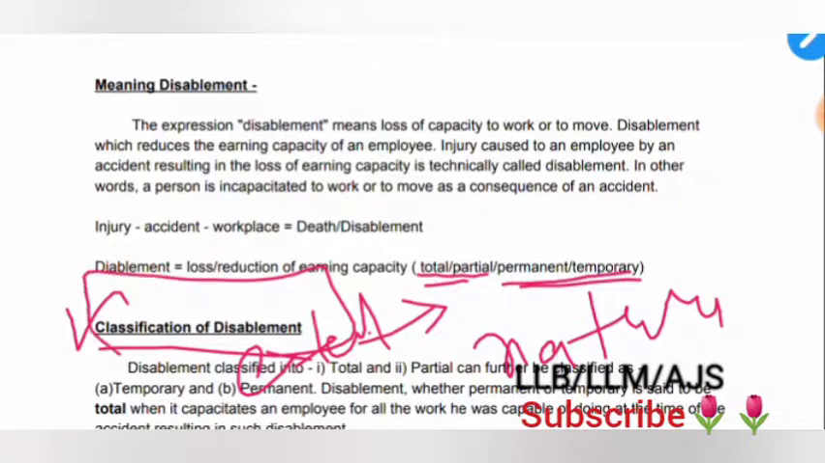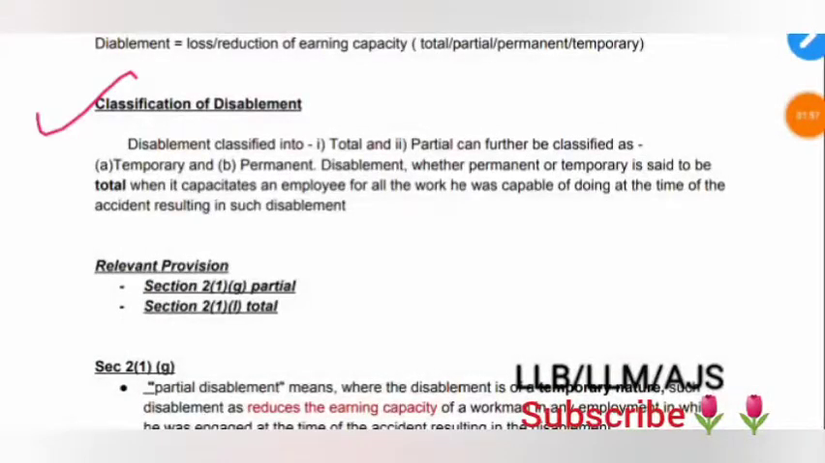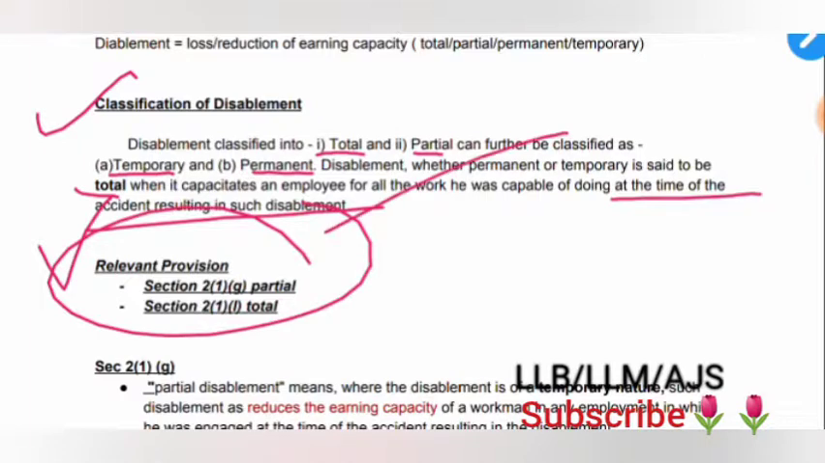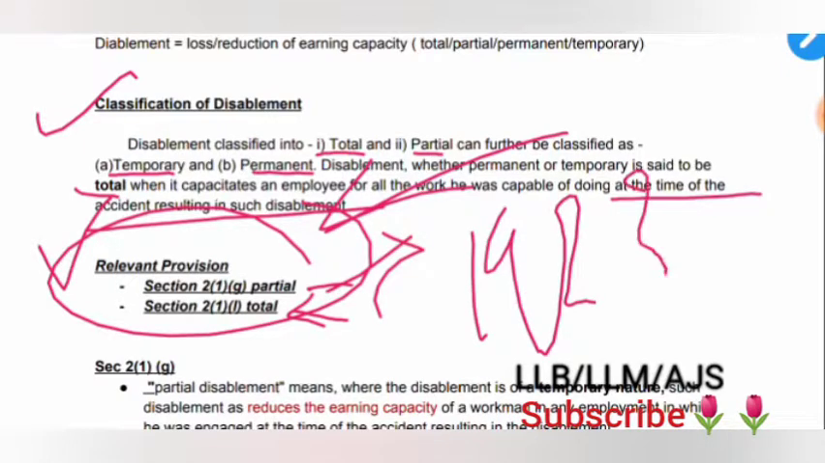And here we find a classification of disablement. Disablement is classified into total and partial. It can be further classified as temporary and permanent. Disablement, whether permanent or temporary, is said to be total when it incapacitates an employee for all the work he was capable of doing at the time of the accident, resulting in the disablement. Then come the relevant provisions for this purpose. We have to read section 2(1)(g), which deals with the definition of partial disablement, and section 2(1)(l), which deals with the definition of total disablement. Relevant provisions are under the Employees Compensation Act 1923.